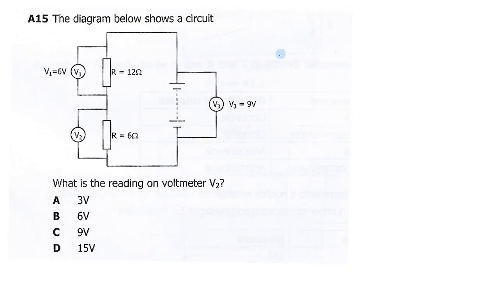Oh, this will be simple. They've told us V3, which is the total voltage, is going to be V1 plus V2. Now V3 is 9, so we put 9 equals V1, which is 6, plus V2, which we are supposed to find. So we collect like terms: 9 minus 6 is V2. So V2 is 3 volts.